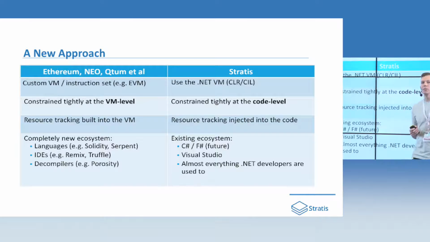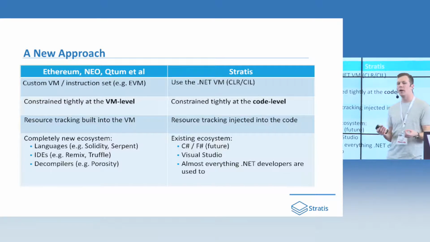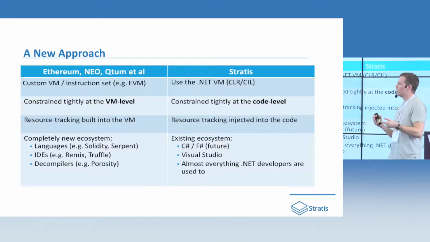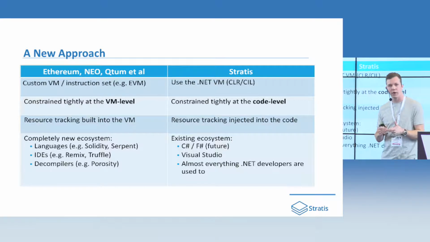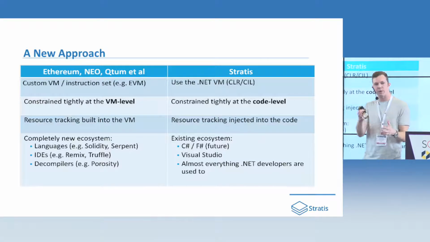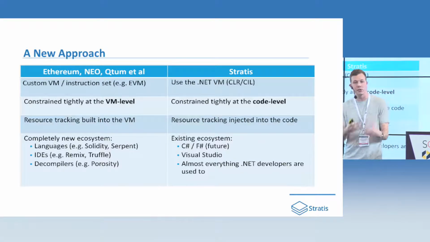Moreover, because they own the VM, they can also build in resource tracking. We'll talk about why this is important soon. But basically, VMs need to be able to track the amount of storage used, the amount of instructions run, and the amount of memory used, because for the node that's executing this contract, it's actually costing them something.